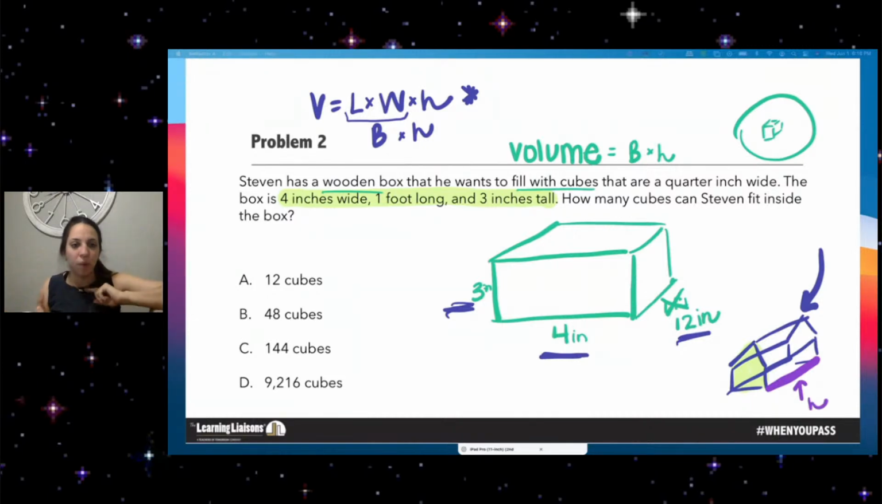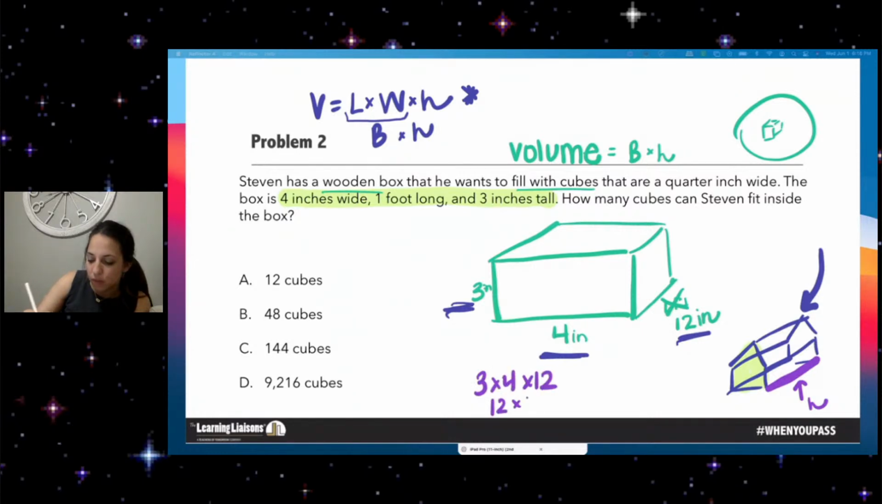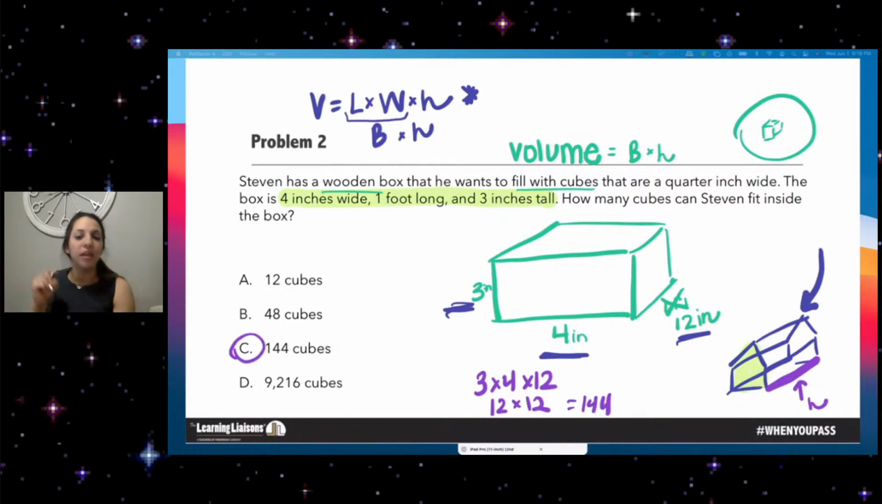All right, let's go back to our problem. So volume is length times width times height. So if I do 3 times 4 times 12, I get 12 times 12, which is 144. However, that is not the answer because we are not filling the box with 1-inch cubes. We are filling the box with 1/4-inch cubes.